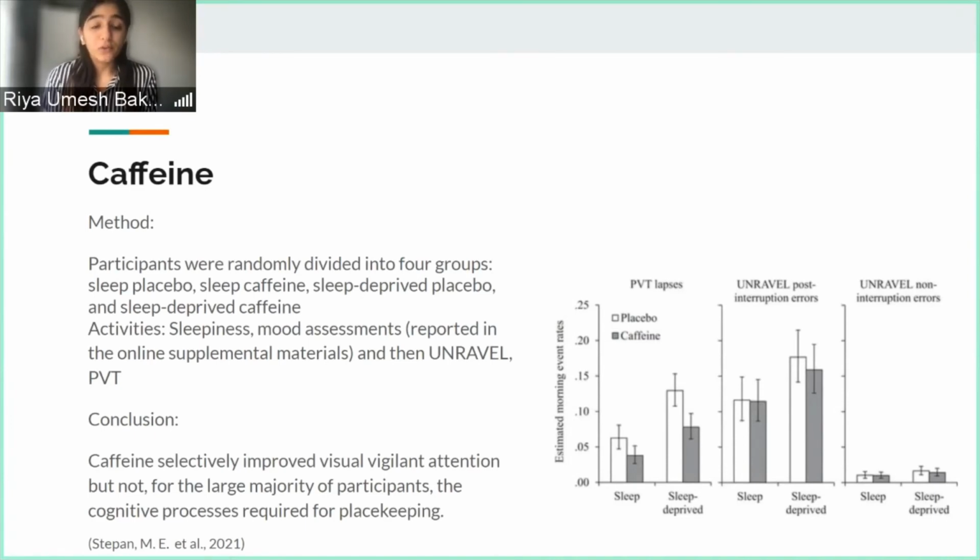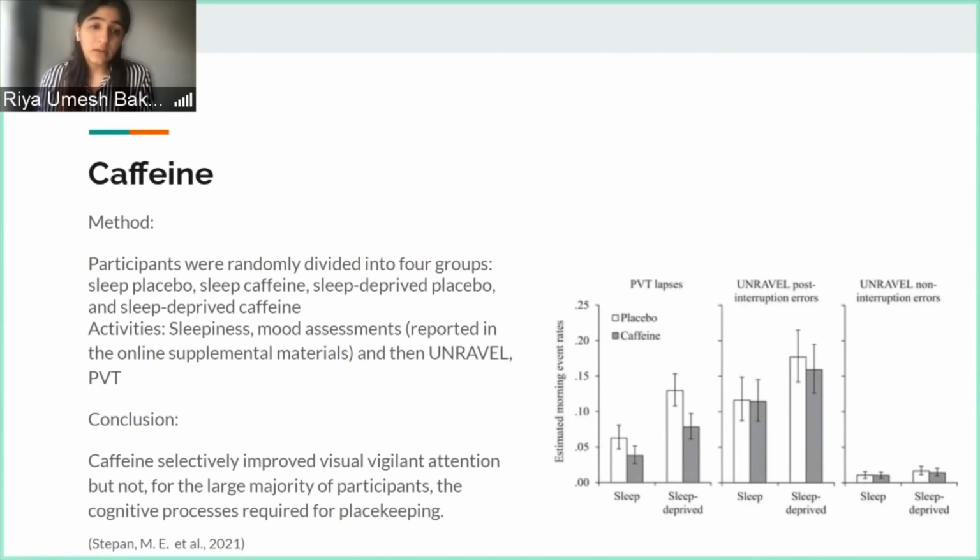Sleep deprivation impaired performance on both tasks, but caffeine affected performance selectively. We concluded that caffeine selectively improved visual vigilant attention, but not, for the large majority of participants, the cognitive processes required for placekeeping. When we excluded the participants who did not perform well, caffeine did not affect the performance on the Unravel task, and when we excluded the same number of poorest PVT performers, caffeine still affected performance on the PVT.